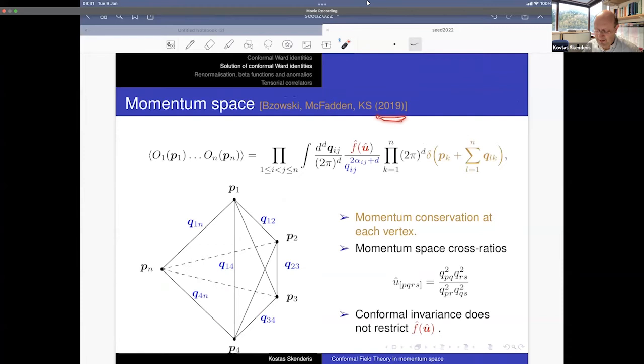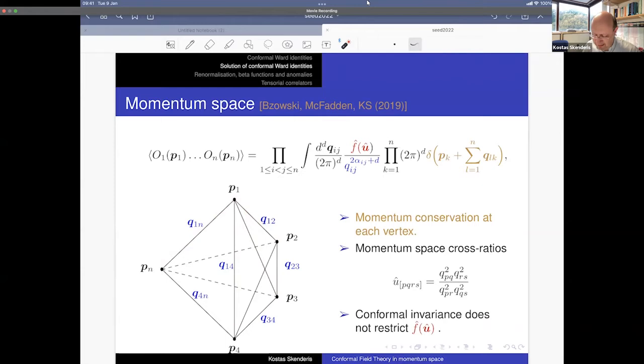Now, the solution is described by providing a simplex. So here the input is again the n positions of the operators, but now we're in momentum space. So you can think of an n-dimensional space where you have n vectors, which are the momenta. Then what you do is you join each vertex with every other one. So this is called a simplex. If I have the vertex p1, I draw a line from p1 to p2, p1 to p3, p4, all the way to pn, and so on. So each vertex is linked by a line to every other vertex. This is the mathematical definition of what a simplex is.